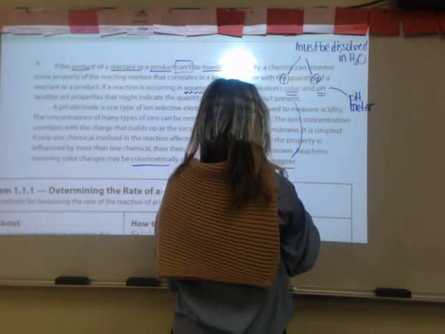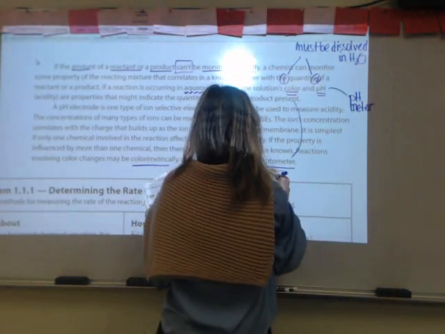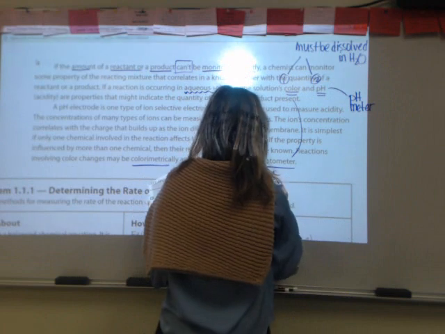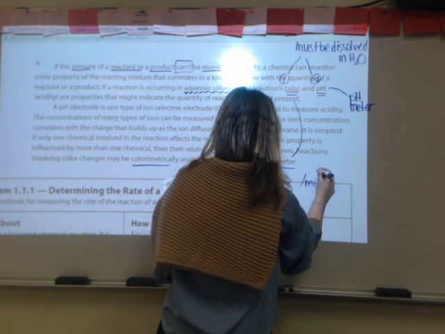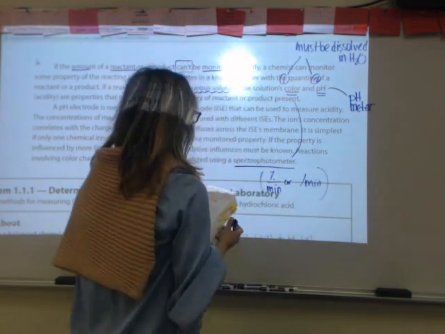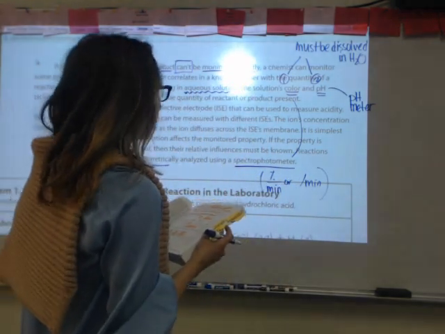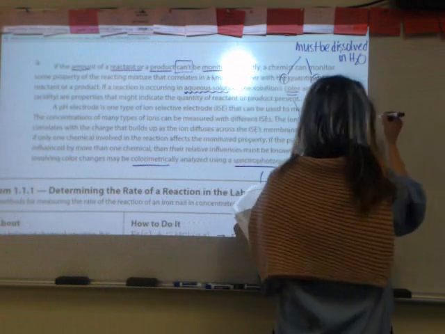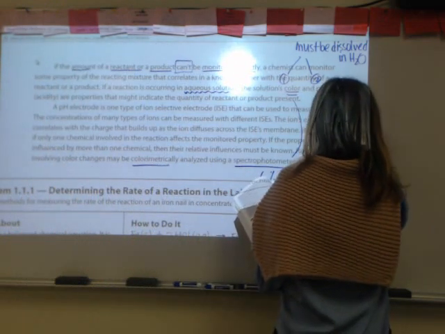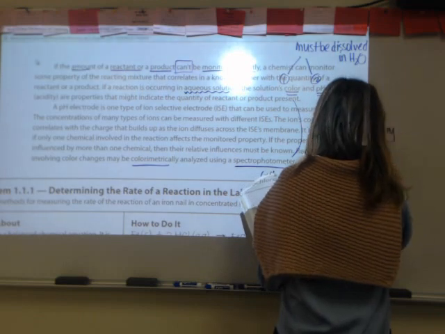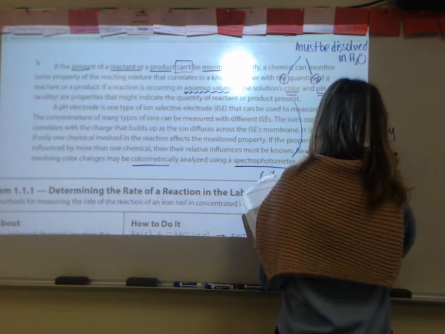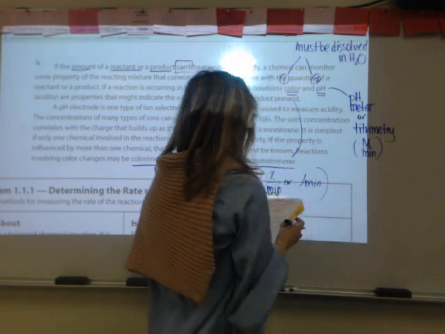And your units for the spectrophotometer are probably going to be in percent per minute or just per minute. And then if you're looking at a pH meter, you may also be doing a titration, which means you're looking at molarity per minute, okay?